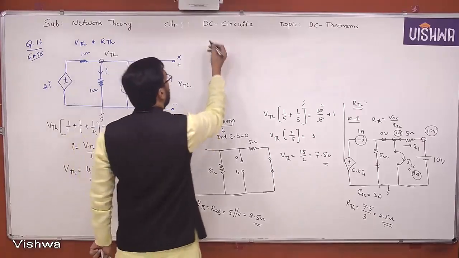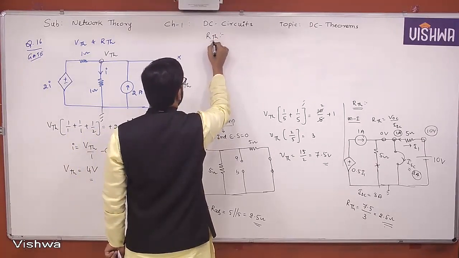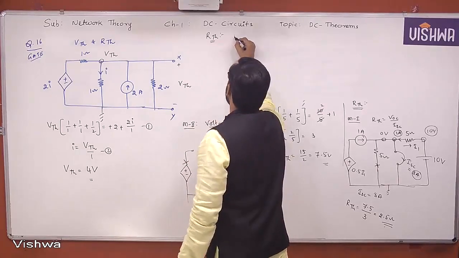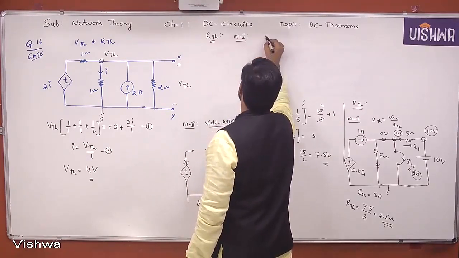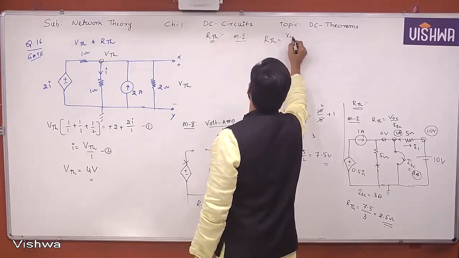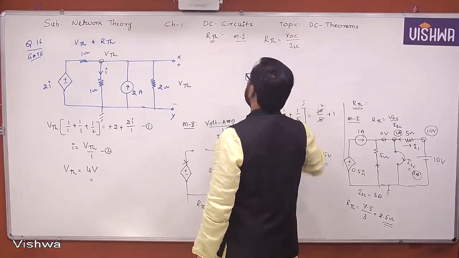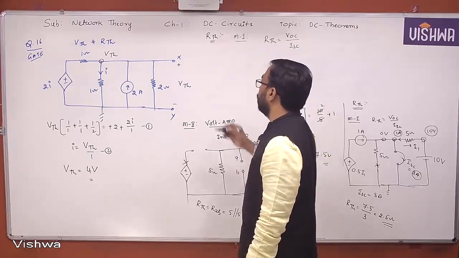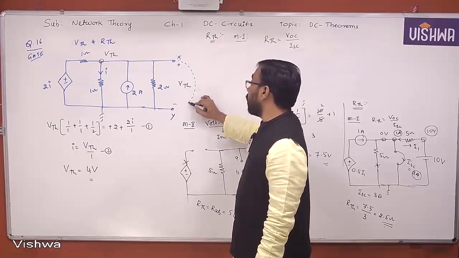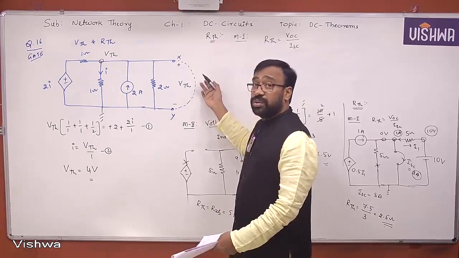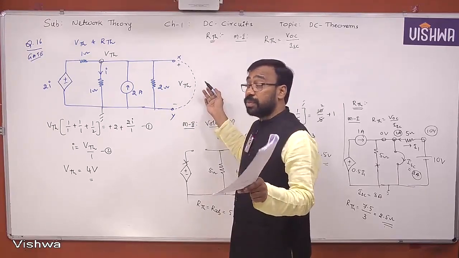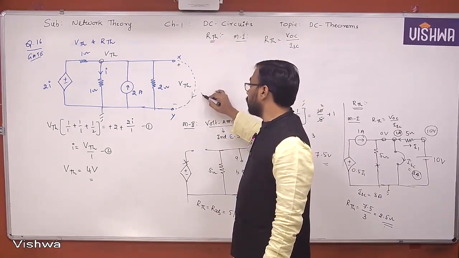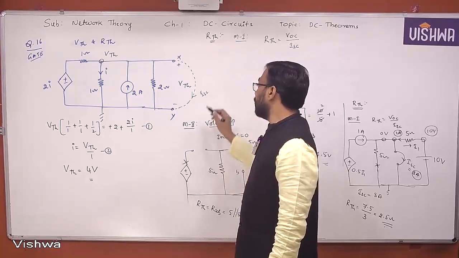You can find RTH. But to find RTH, when there is an independent source, you have 2 methods. What is method 1? Method 1 is the formula: RTH is equal to VOC by ISC. So let's find it just by short circuiting the terminals. If you short circuit these terminals, please draw the network again. Without drawing I am doing it, but you are supposed to do it in the next step. So this is ISC. As soon as you short it, what will happen?